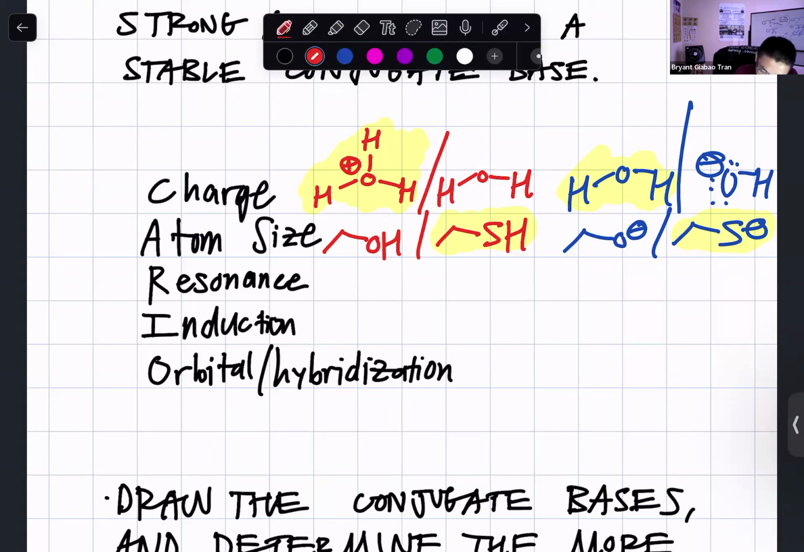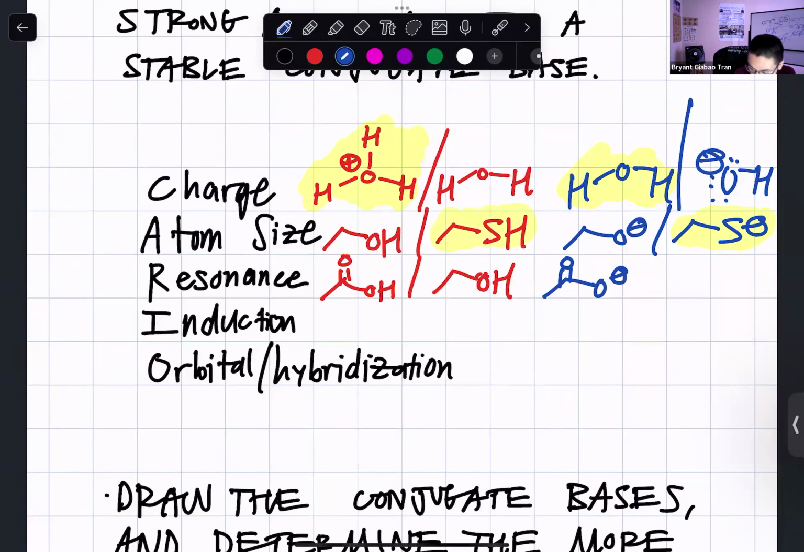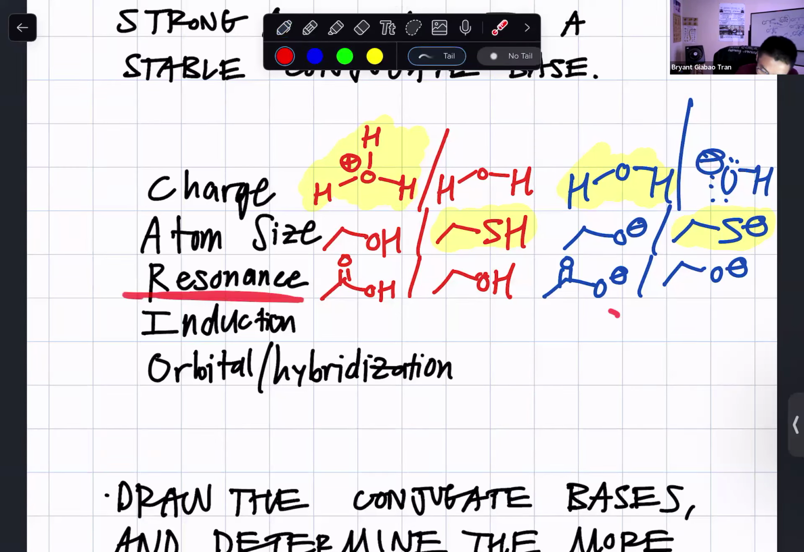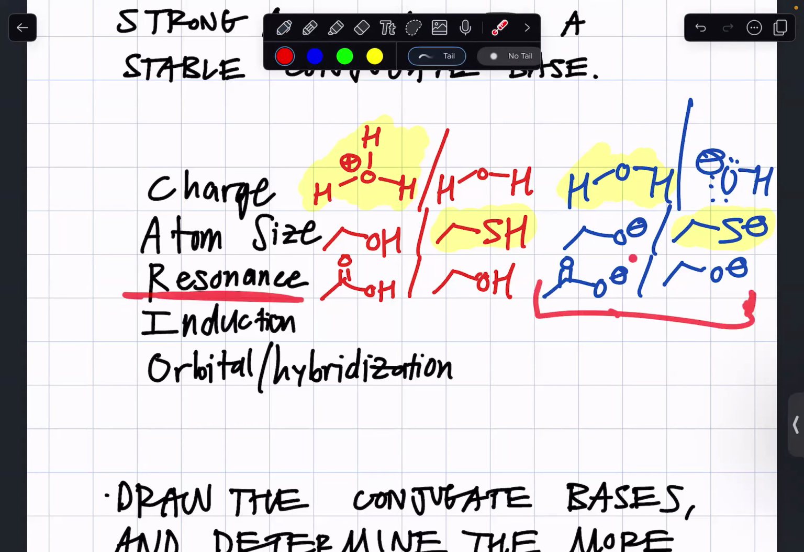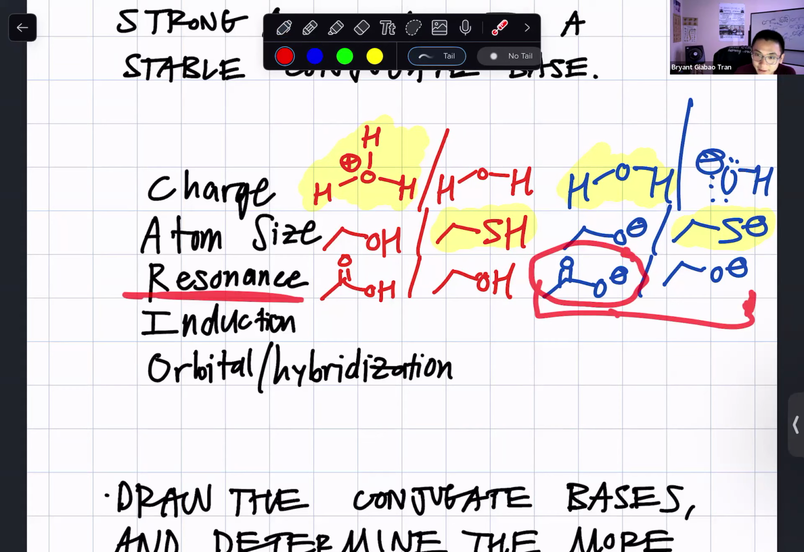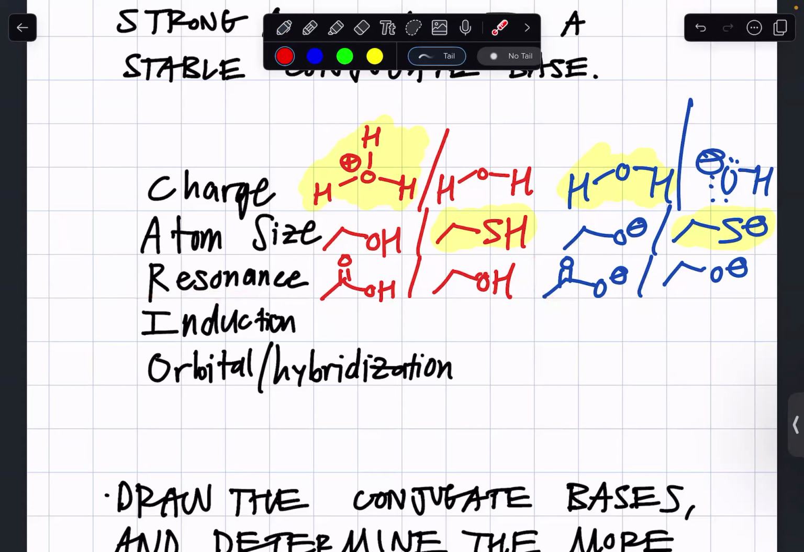Now let's say we have this acid versus this acid. The first thing you do is draw the conjugate bases, the deprotonated versions of the acids, which are these conjugate bases here. Which one do you think is more stable based on this factor, resonance? The ester? Carboxylate, sorry. We don't call this an ester because there's no OR group here. This is a deprotonated carboxylic acid, aka carboxylate.